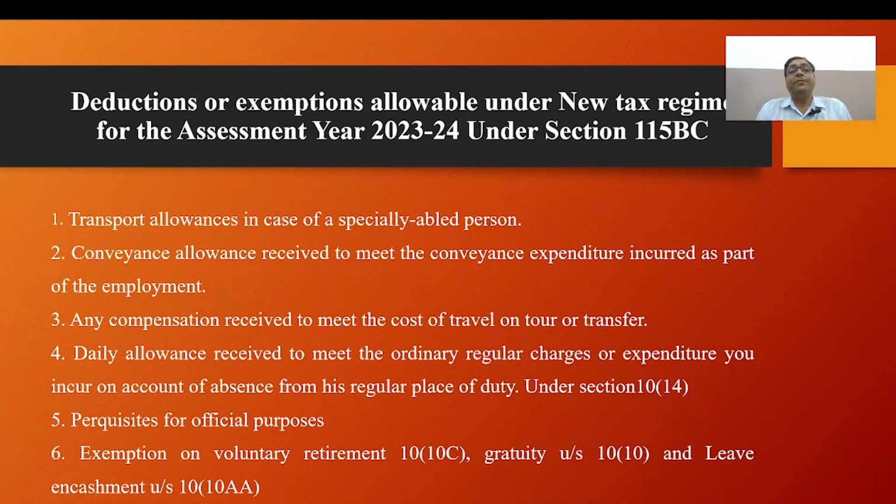And the third point is conveyance allowance. Any allowance granted to meet the expenditure incurred on conveyance in performance of duties of an office or employment of profit, provided that free conveyance is not provided by the employer. Whichever is less will be tax exempted.